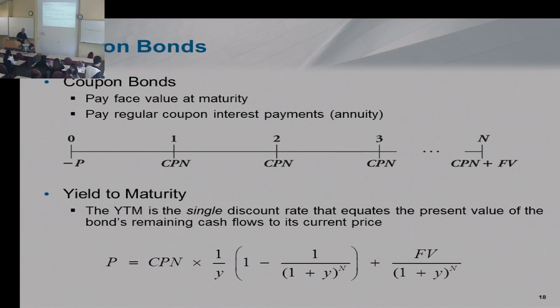We press on. Okay, so bonds might be zero coupon, but it's more common for them to have a coupon. Coupon bonds pay the face value at maturity and pay the regular coupon or interest payments, right? Why would you rather buy a zero coupon or a coupon bond? Coupon. Why would you rather buy a coupon?